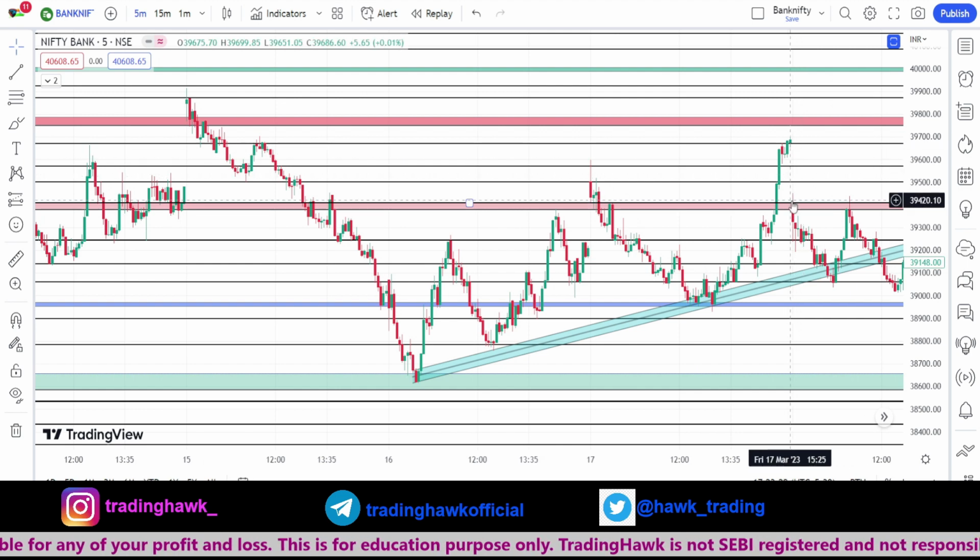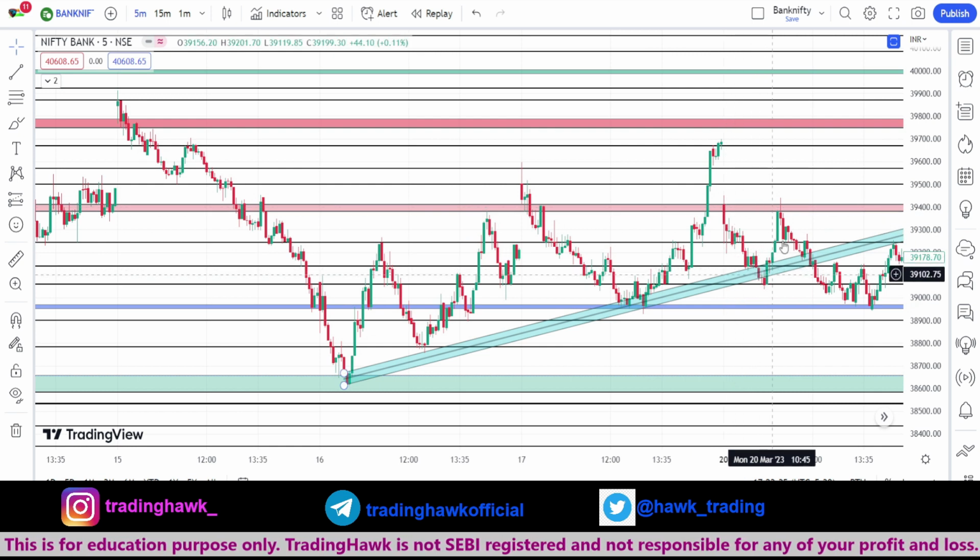Now the next day, the market gaps down near the resistance zone, and you can see it is pushing down, again taking resistance.